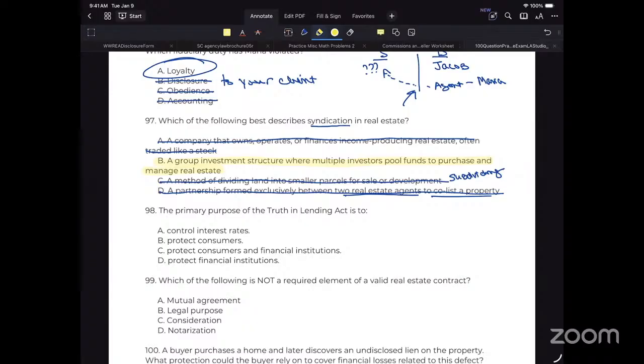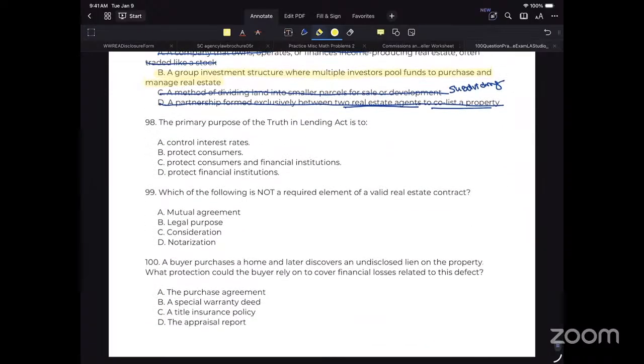All right, you want to read number 98? You know you miss reading questions for our students. Okay, go for it. The primary purpose of the Truth in Lending Act is to A, control interest rates, B, protect consumers, C, protect consumers and financial institutions, or D, protect financial institutions.